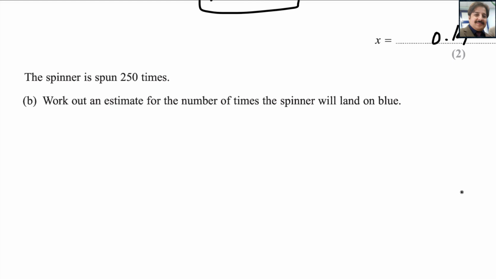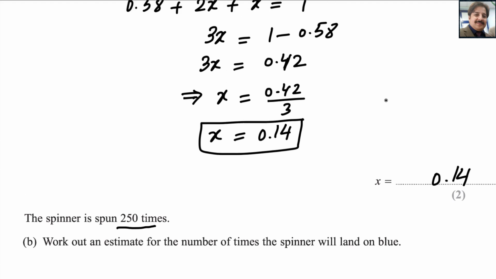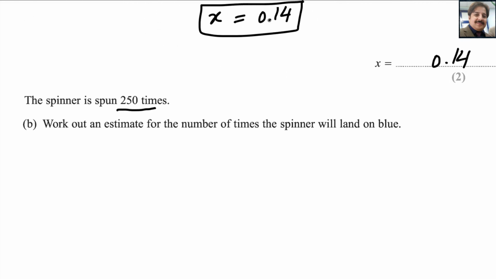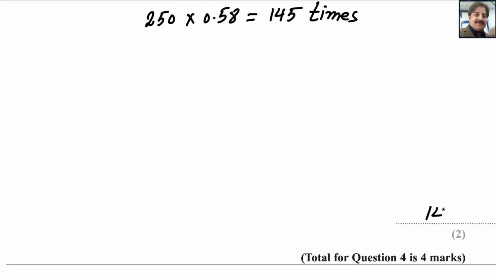Now the spinner is spun 250 times. Work out an estimate for the number of times the spinner will land on blue. If you go back to the table, this is the probability for one time. If you spin the spinner one time only, this is the probability. Now if you want to find the number of times the spinner will land on blue, you must multiply that value by 250 times. So 250 multiplied by 0.58. So it is 145 times. Again, write the answer in the given space. It will land on blue 145 times.